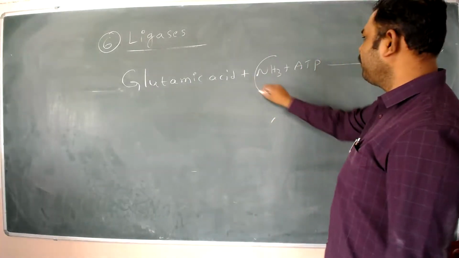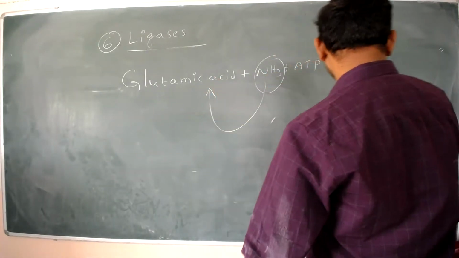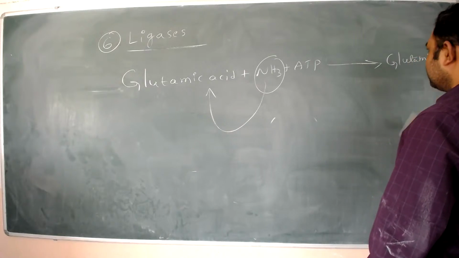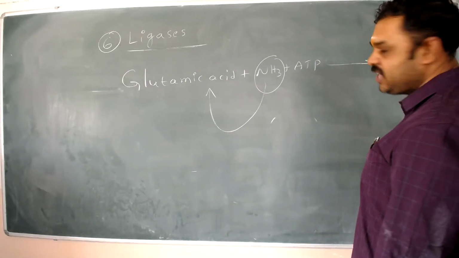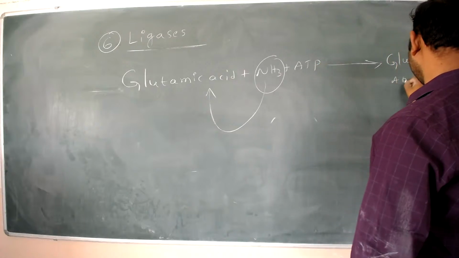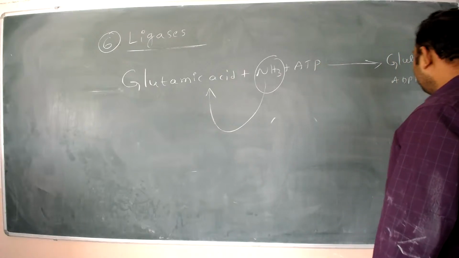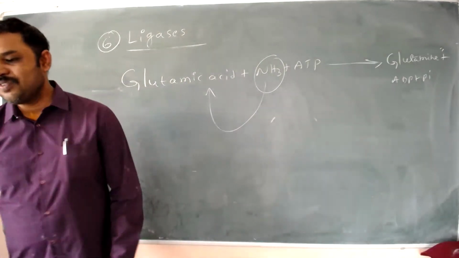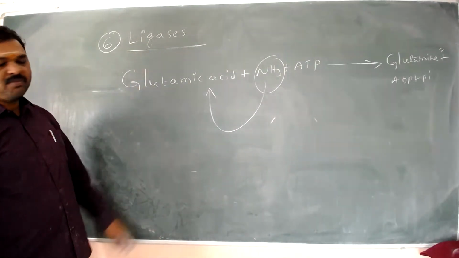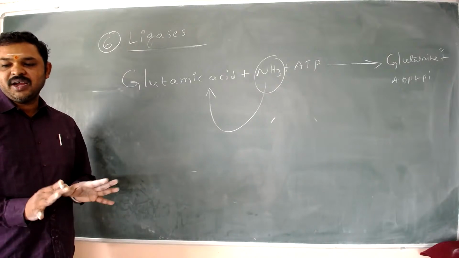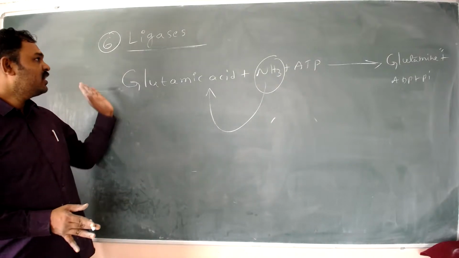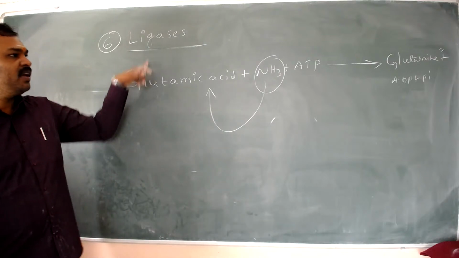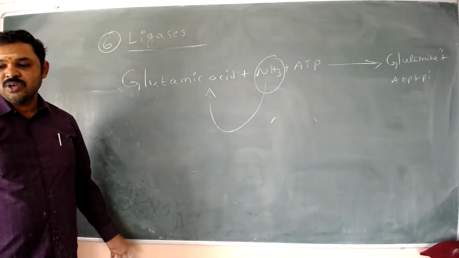Now what will be formed from this addition of molecules to the substance? Glutamic acid, how will it be converted? Glutamine. Glutamic acid is converted into glutamine. Then ADP plus inorganic phosphate can be formed. So the addition of ammonia to the substance is done by the ligase enzyme. The enzyme which is involved in the addition of molecules to substances can be called ligases. Here ammonia is added to glutamic acid, therefore glutamic acid is converted into glutamine.